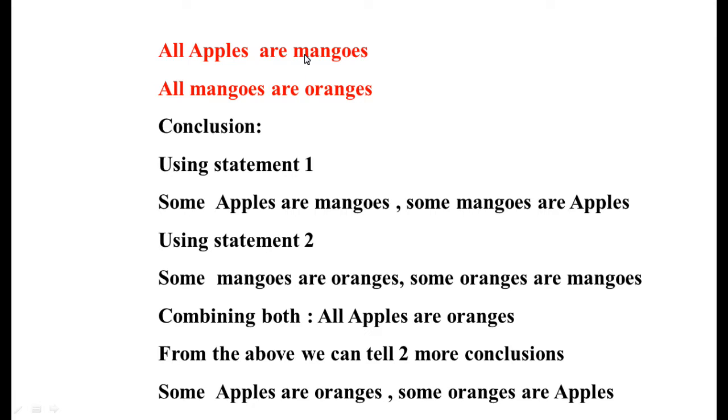Now what we have to do next is combine both. Combining both, what will you get? All apples are mangoes and all mangoes are oranges. The mango is the middle term. Middle term will disappear in the conclusion. So the conclusion will be all apples are oranges. But all apples are oranges is not the final conclusion. Why? Because with this we can form two more conclusions. Yes, this all can be replaced with some. Now some apples are oranges and some oranges are apples.